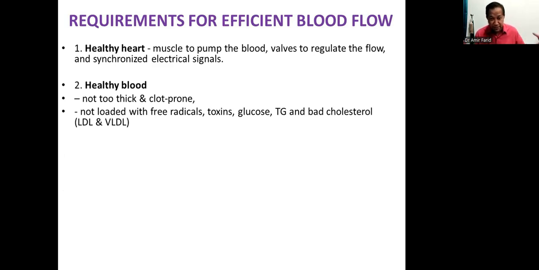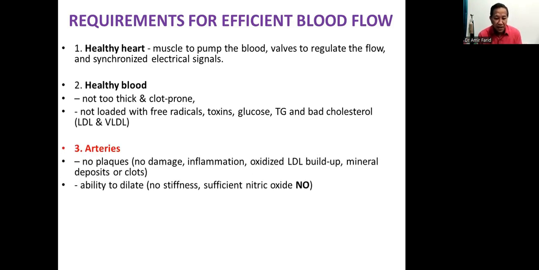Okay, so you're starting with a healthy heart, then you need healthy blood. So the blood itself, you want to pump the blood throughout the body. The blood itself has to be healthy, and in particular, it should not be too thick and should not be clot prone, meaning it shouldn't form clots too easily. And then it should not be loaded with free radicals, toxins, glucose, triglyceride, and bad cholesterol. All this predisposes to clogging up of the blood vessels.